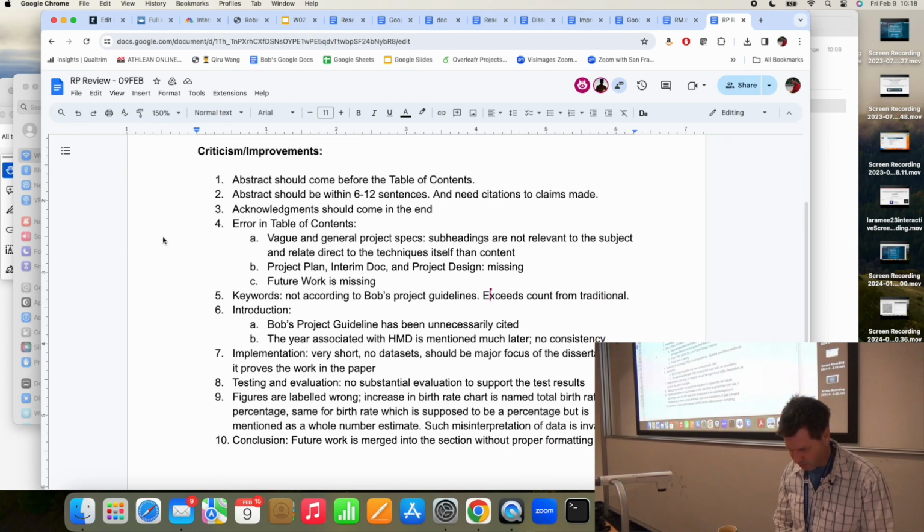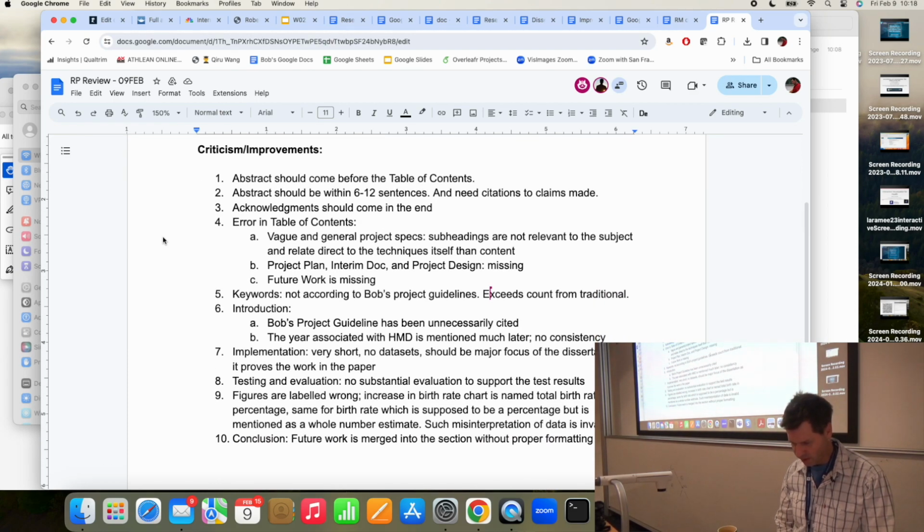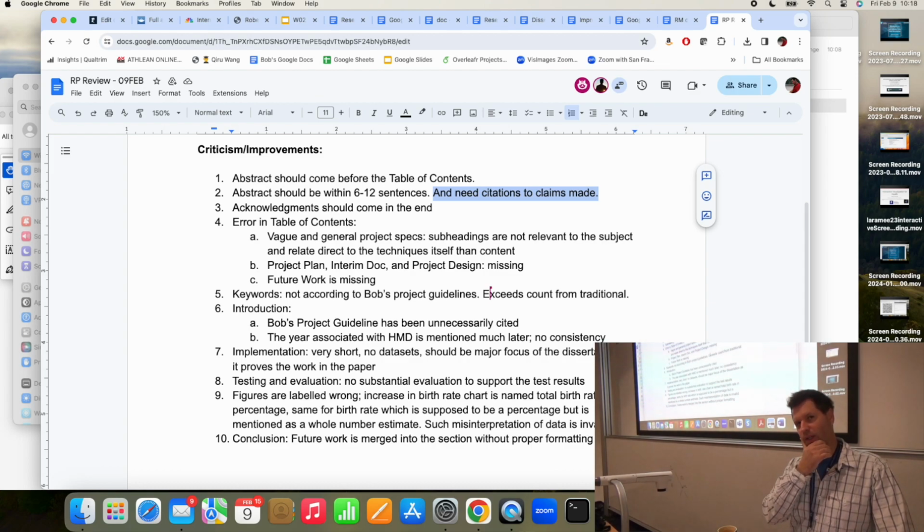Abstract before the table of contents. Yes, that's right. Now, usually you do not include citations inside an abstract. Usually an abstract is self-contained, and then those references and citations that you need come in the introduction. So the ones that you need in the abstract are in the introduction, usually.